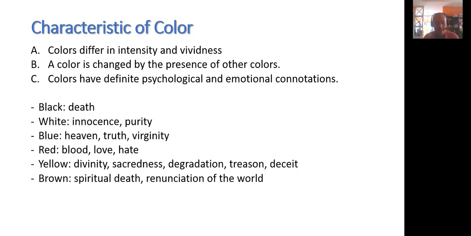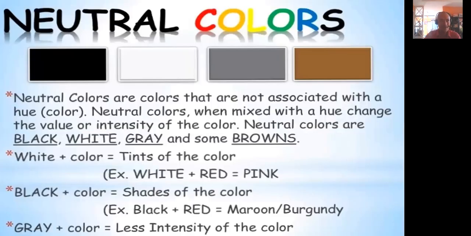And then yellow, on the other hand, could represent divinity, sacredness. Even on the other hand, it could represent degradation, treason, or deceit. So there's always that positive or negative connotation of colors, which is really quite making the task of understanding the meanings of certain work more difficult. And finally we have the brown, which represents spiritual death, renunciation of the world, representing the soil or earth.